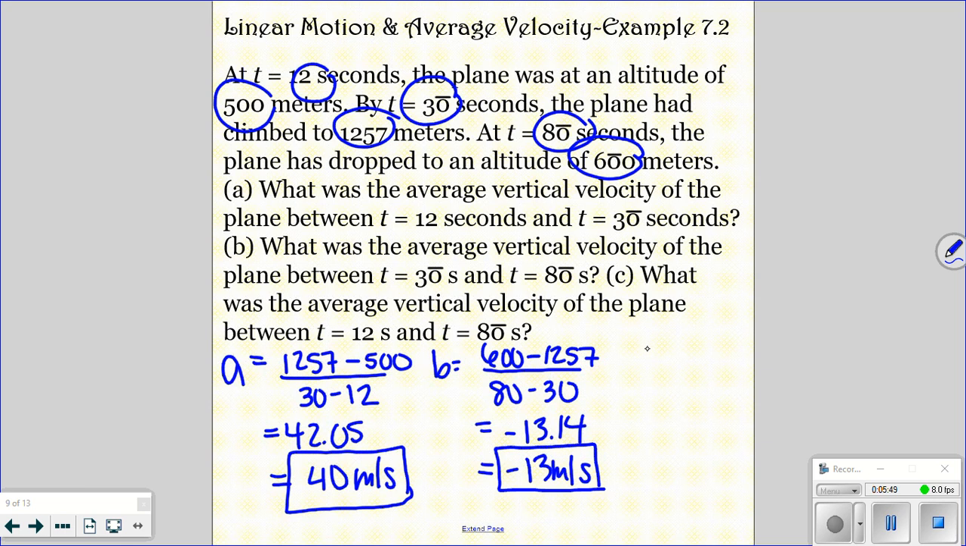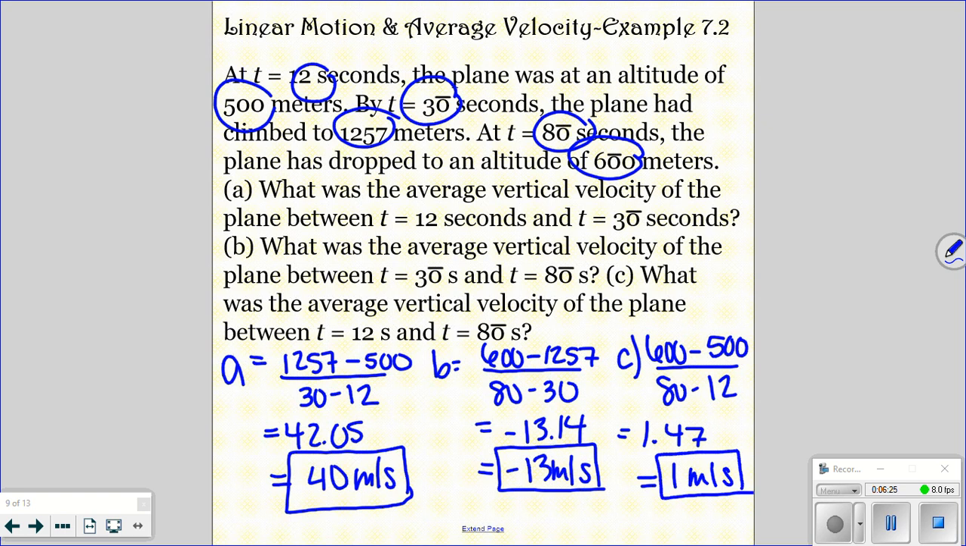Okay? So now we're going to look at the average between 12 and 80. So 80 is our T2, 12 was our T1. So at 80 seconds we were at 600, and at 12 seconds we were at 500. So if you subtract, you're going to get 100 over 68. And when you divide that, you get 1.47. And 500 again only had 1 sig fig, so our final answer can only have 1 significant figure. So 1 meter per second. And so that would be your answer for the third part. So that's how you can do average velocity.